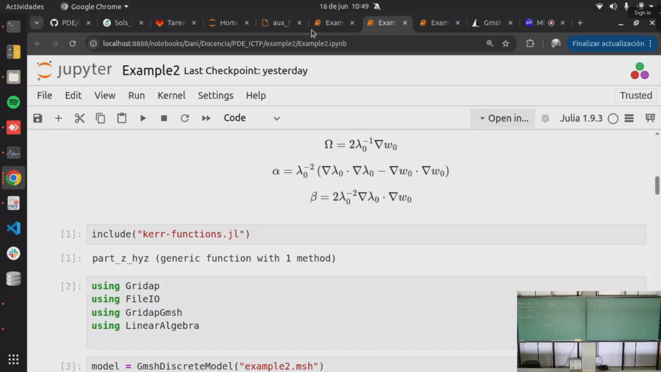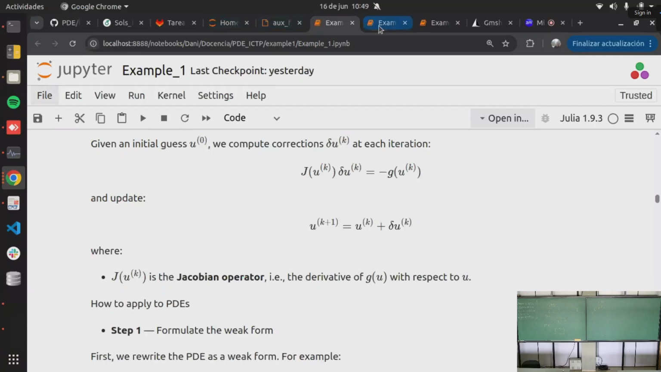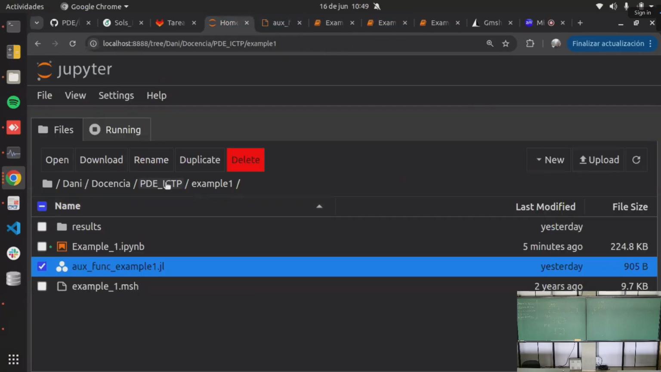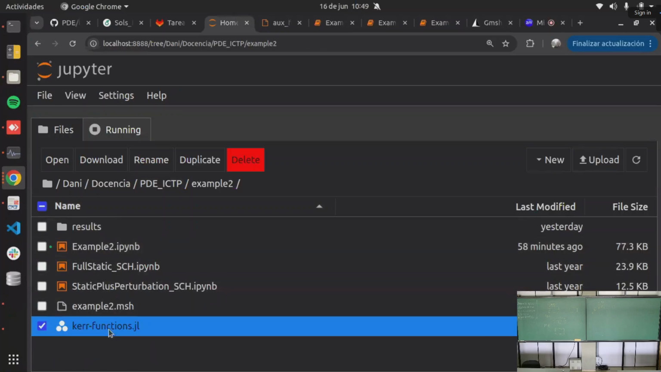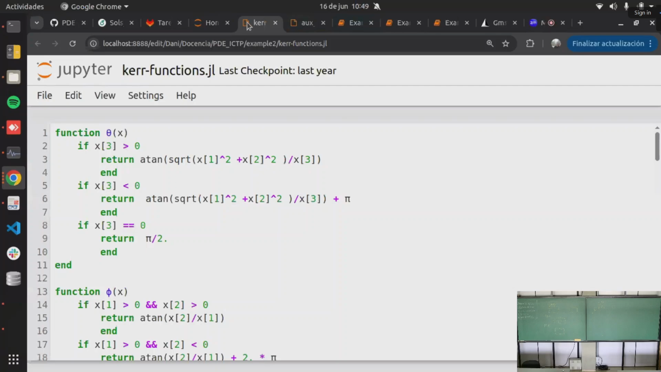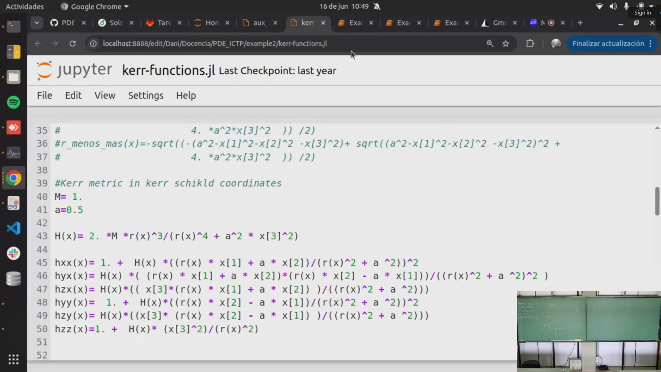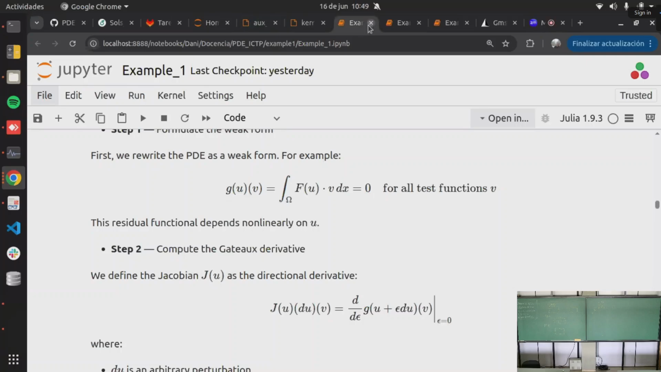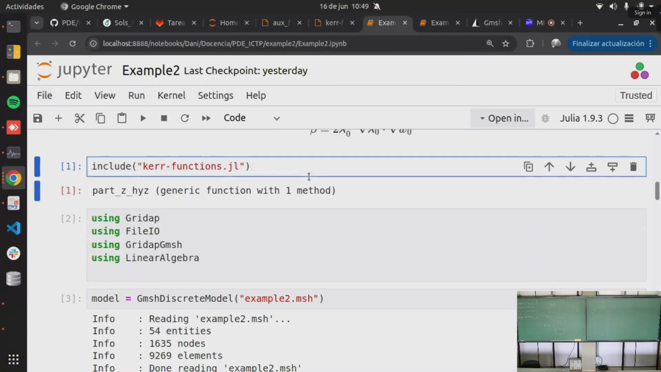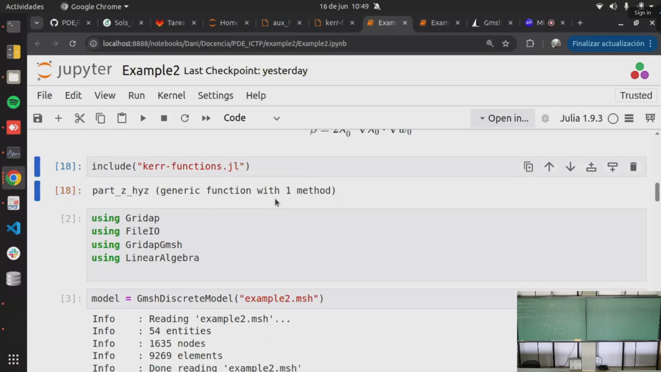And also I compact all the information of the functions in this script. You can show it. Example. So I need this script to solve it.